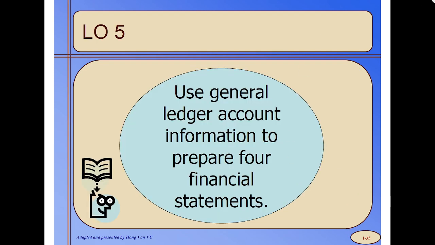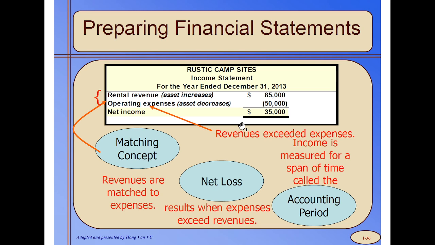So now let's prepare the financial statements for the company using the data that we have presented above. The first one we will prepare is the income statement. What does the income statement mean? The income statement measures the financial performance for a span of time called the accounting period.